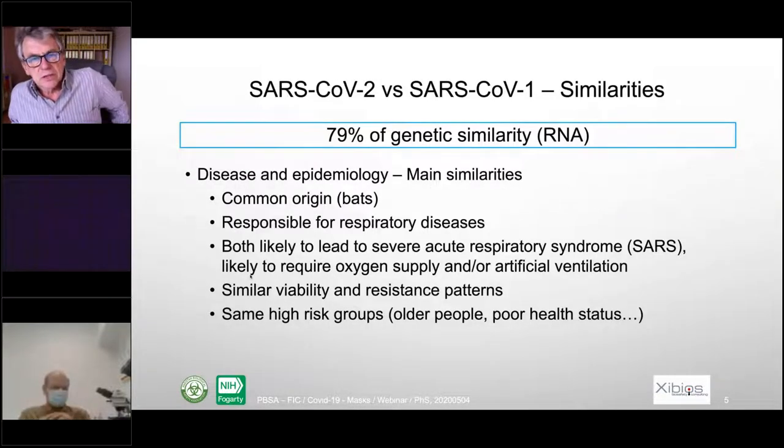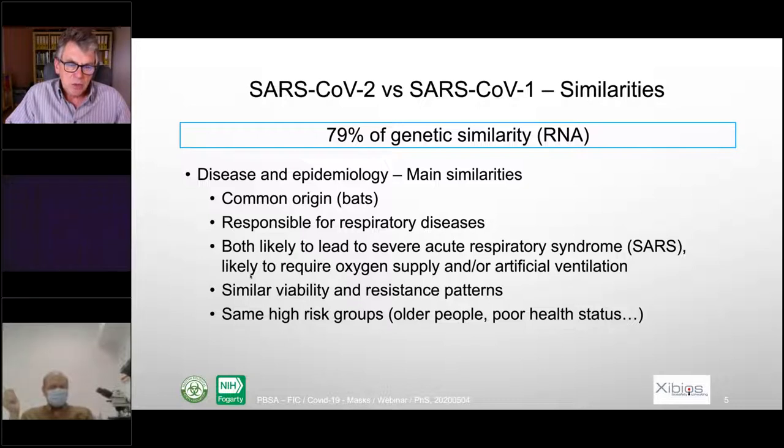If we compare the two SARS coronaviruses, the one from now and the one from 2002 to 2004, there are a number of similarities. First, the genetic material is very similar. 79% of the genetic material is identical. There are also a number of similarities with respect to disease and epidemiology. First, the two viruses have a common origin. They come from bats, probably with some intermediate mammals. They are both responsible for respiratory diseases, even if SARS-CoV-2 is also responsible for other symptoms. And they are both likely to lead to severe acute respiratory syndrome, SARS. And this disease, when it really develops, is likely to require oxygen supply, but also in some cases artificial ventilation.